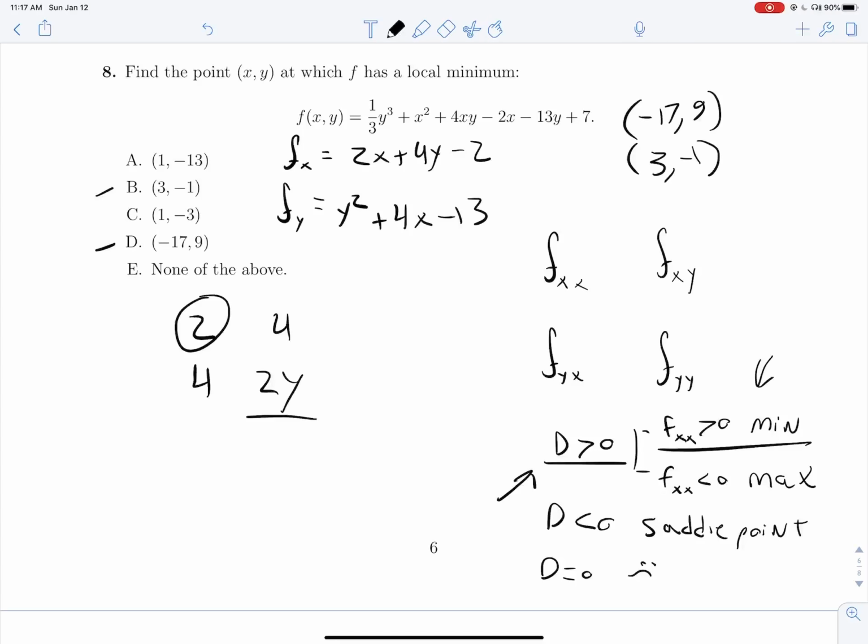And we see that in order for that to be true, 2 times 2y minus 16 has to be greater than 0, which we can also say means 4y has to be greater than 16, or y has to be greater than 4. And the only case where that's true is when y is equal to 9 up here. And that is our answer.